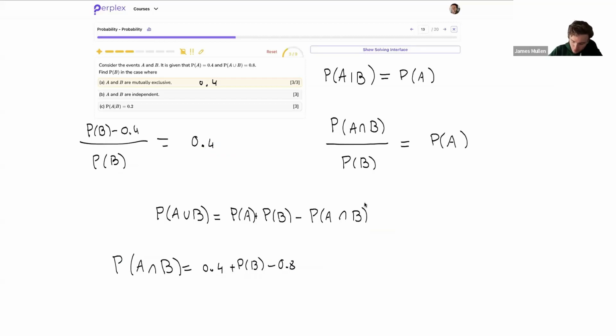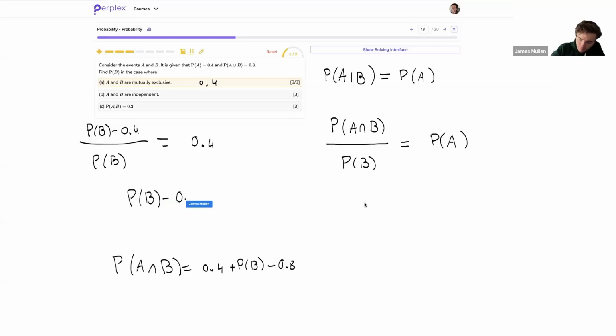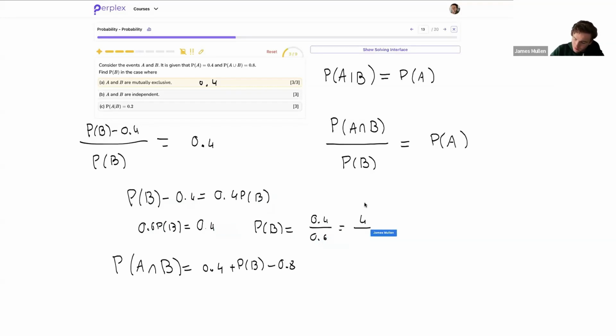All right, now let me just make a bit of room and we'll continue. That means that P of B minus 0.4 is equal to 0.4 P of B. Or if I subtract 0.4 P of B from both sides, it's 0.6 P of B is equal to 0.4. So P of B is equal to 0.4 over 0.6, which is equal to 4 over 6, which is equal to 2 over 3. And that should be my answer for part B. Okay?